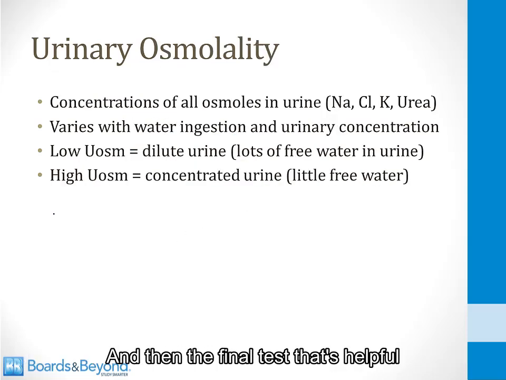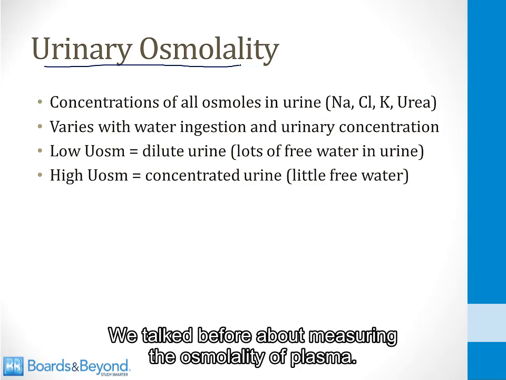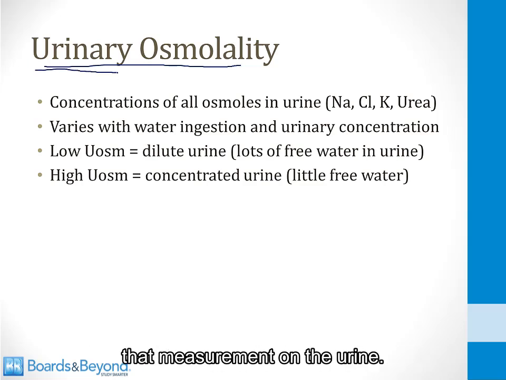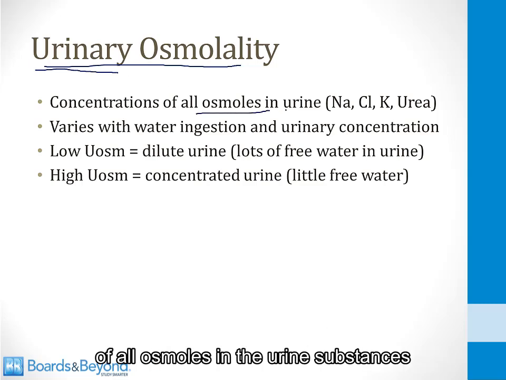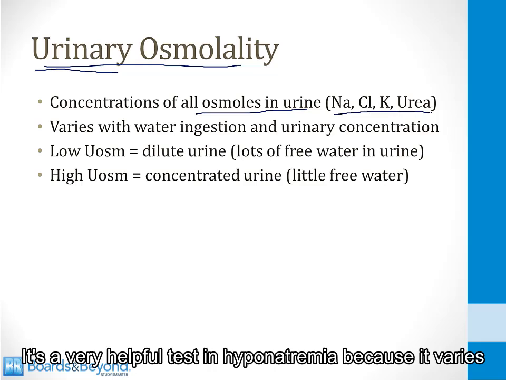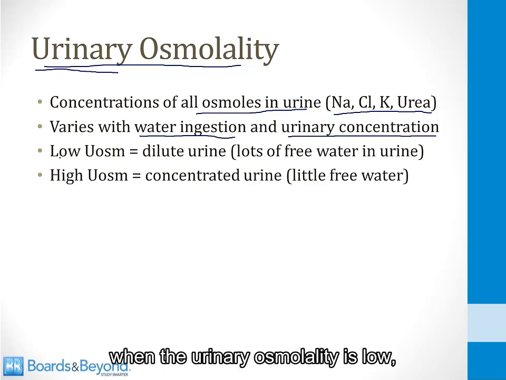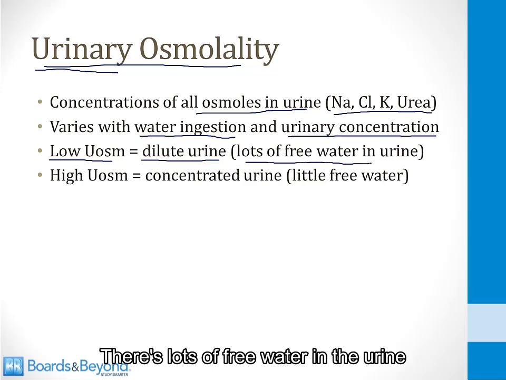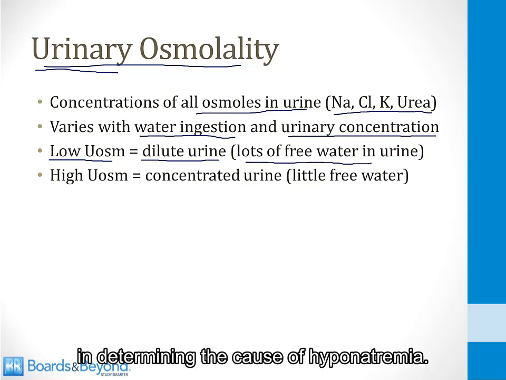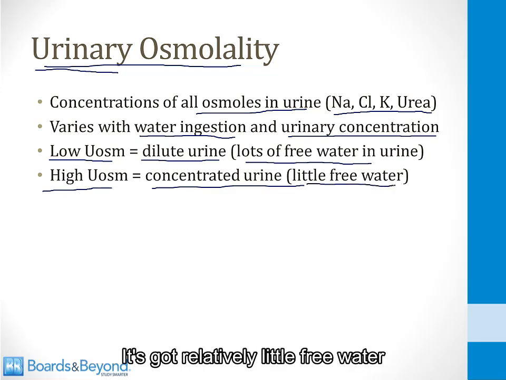And then the final test that's helpful in evaluating hyponatremia is called the urinary osmolality. We talked before about measuring the osmolality of plasma. Now we're going to talk about performing that measurement on the urine. So this is a measurement of the concentration of all osmoles in the urine, substances like sodium and chloride and potassium and urea. It's a very helpful test in hyponatremia because it varies with water ingestion and also urinary concentration. So for example, when the urinary osmolality is low, this means that the kidneys are excreting a very dilute urine. There's lots of free water in the urine, and that can be helpful in determining the cause of hyponatremia. When there's a high urinary osmolality, this means the urine is very concentrated. It's got relatively little free water, and the body is holding on to fluid and not excreting it in the kidneys.